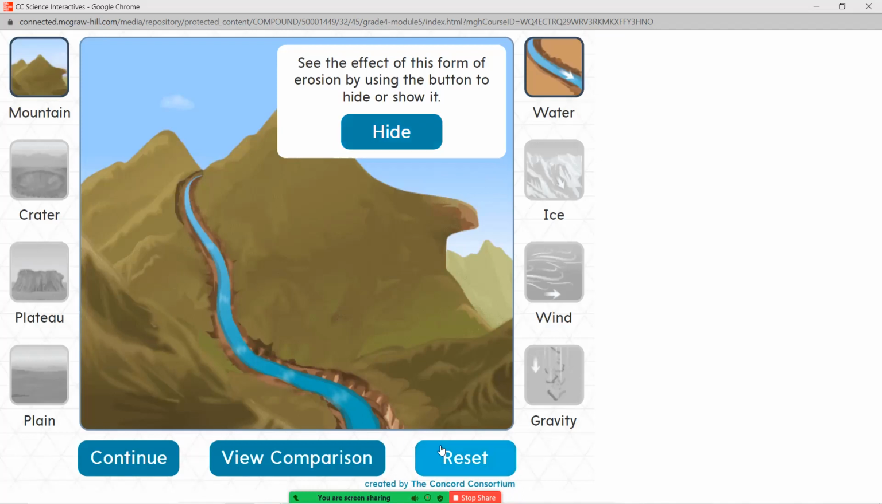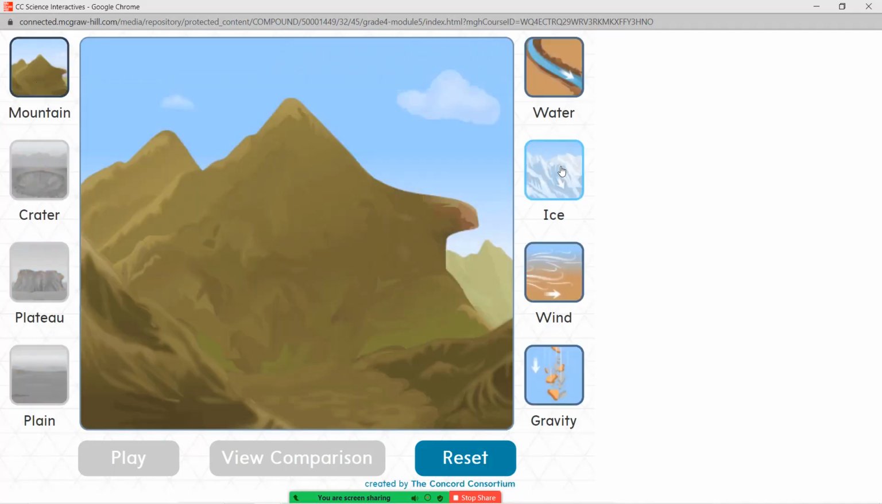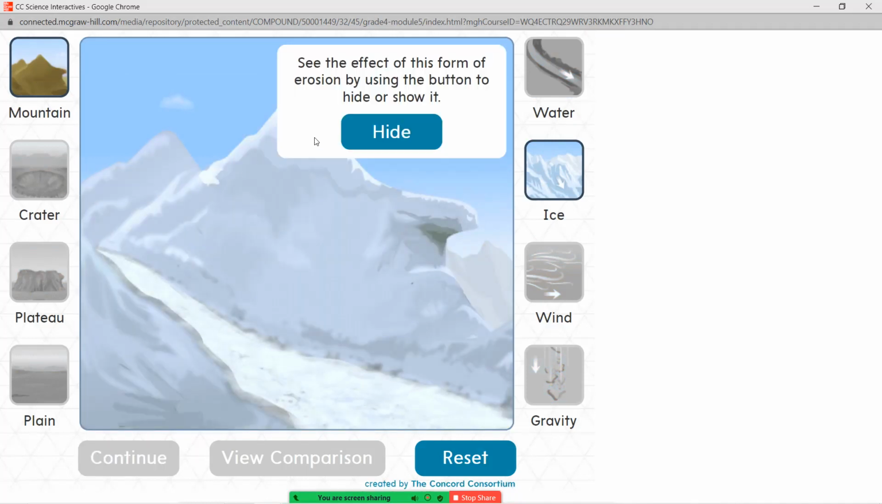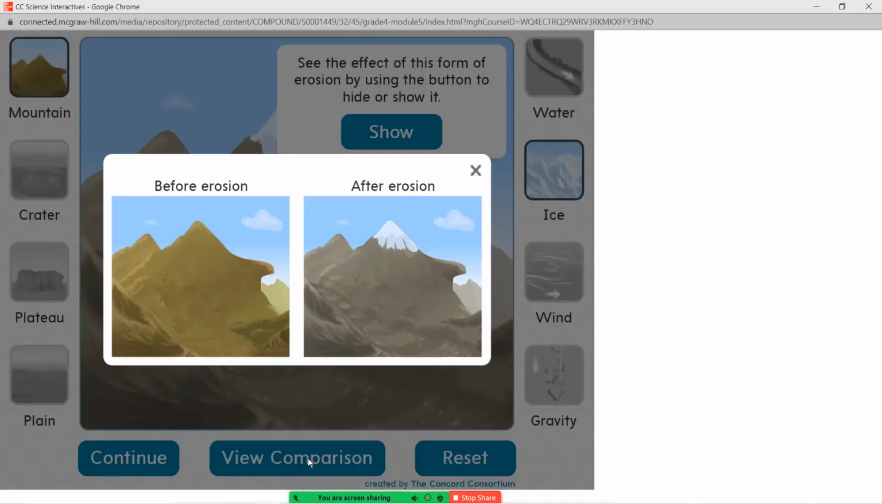Okay, so let's reset and we can still work with our mountain, and let's see how ice is going to affect our mountain. So here's our mountain and here's ice, and let's see what ice is going to do. So you can see as it starts to melt, you can see part of the ice melting and flowing down. And you can see that again, it kind of dug out a path in this mountain that wasn't there before. So you can see the effects that it's having.